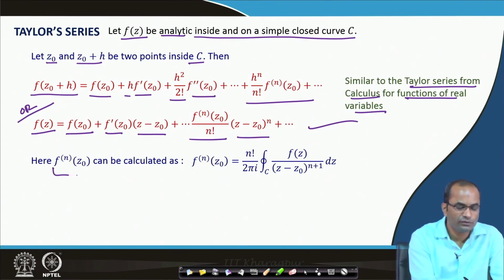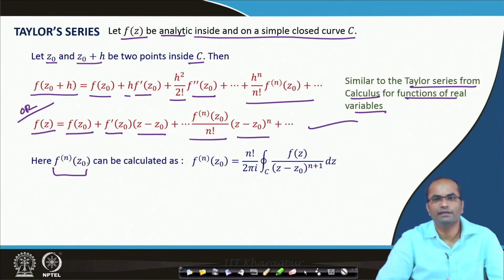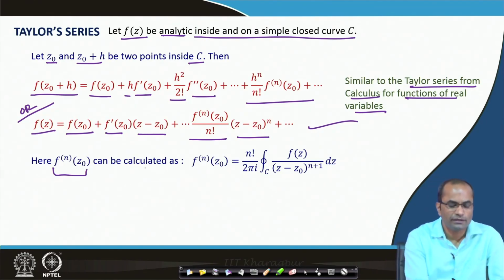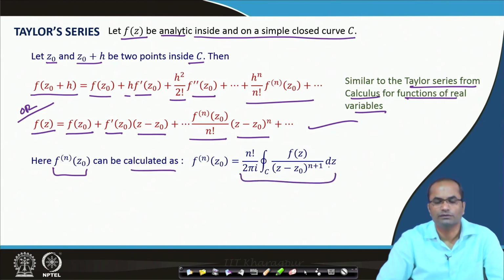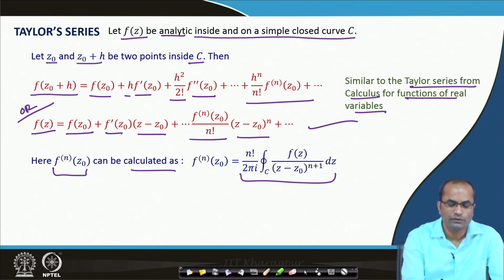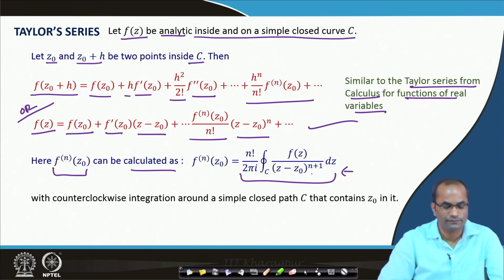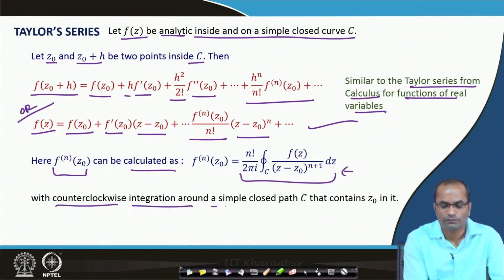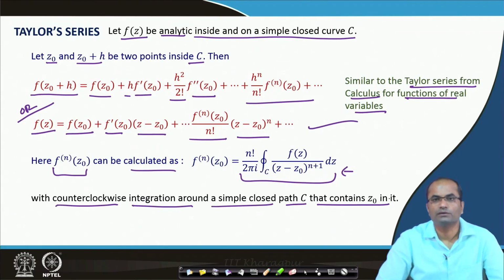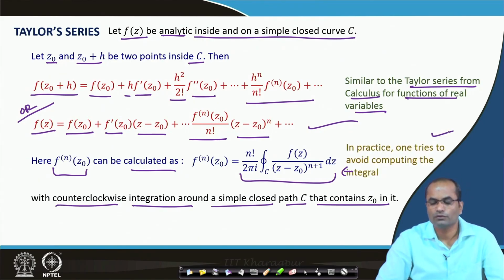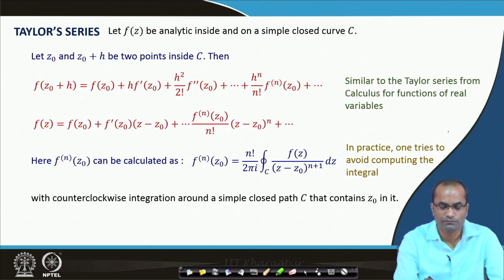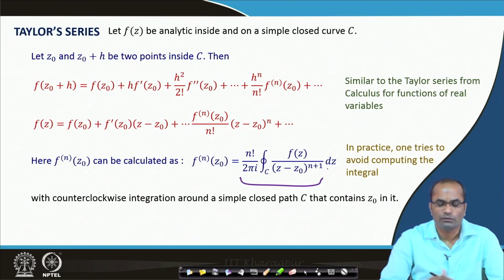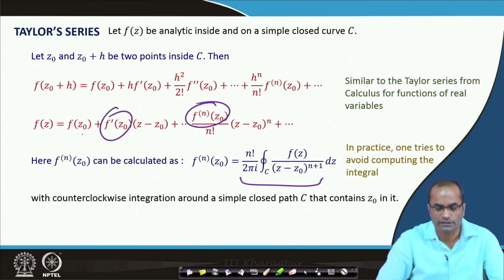In this case, the difference is that we know the formula already from the previous lecture, that the derivative of these complex functions can be calculated with the help of such integrals which we have just seen. So, the nth derivative is given by factorial n over 2 pi i times the integral of f(z) over (z minus z0) to the power n plus 1 dz, with counterclockwise integration around a simple closed path C that contains z0 in it. In practice one tries to avoid computing this integral because computing these integrals may not be easy. So, we will see the practical approach, how we can avoid computing these derivatives which appear in this Taylor series.